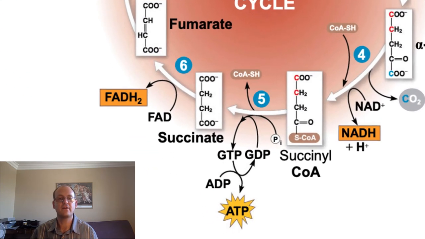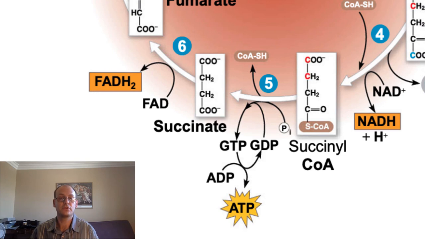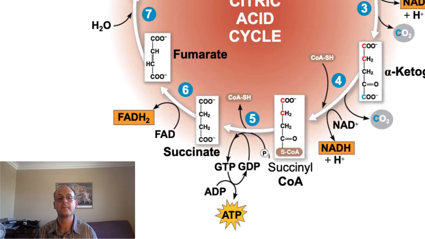There's one little idiosyncrasy that you should be aware of. You can see in step 5 that ATP isn't produced directly. Rather, GTP is produced by phosphorylating GDP. GDP and GTP are completely analogous to ATP and ADP, except that the nitrogenous base is guanine instead of adenine. At any rate, GTP can go on to phosphorylate ADP into ATP.